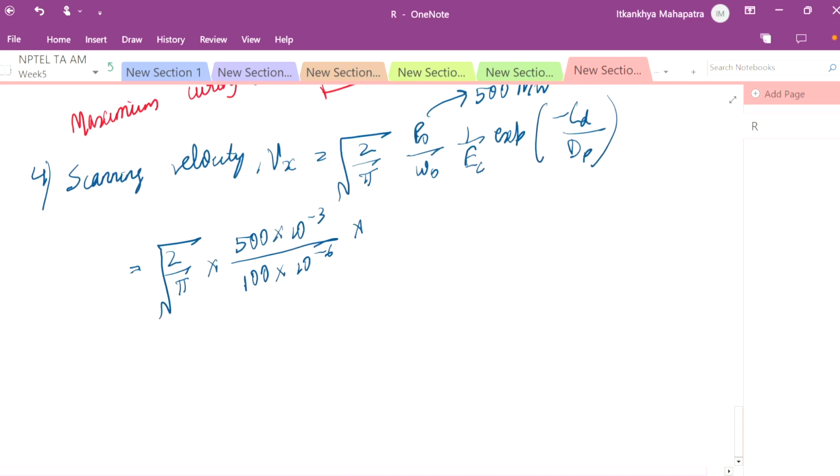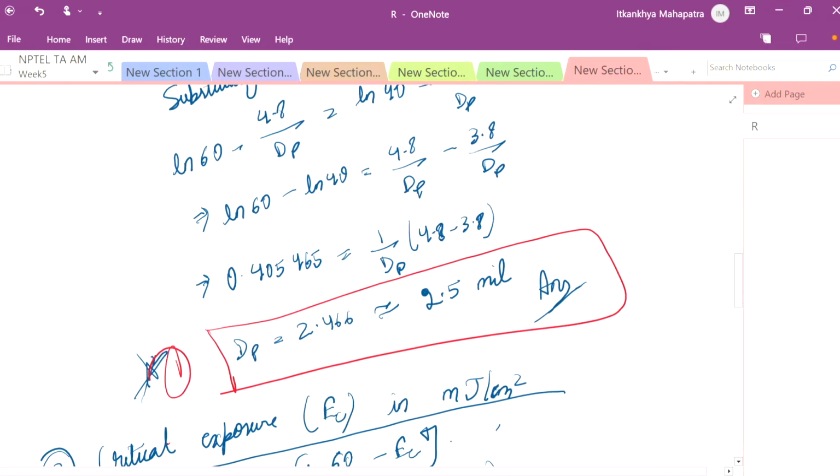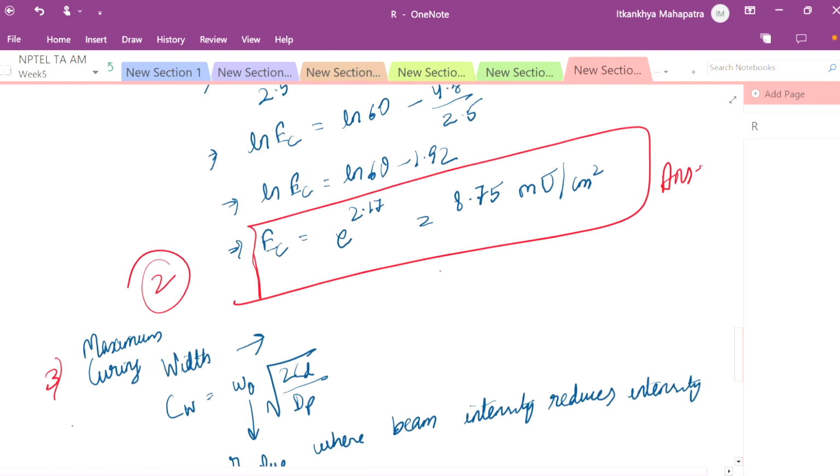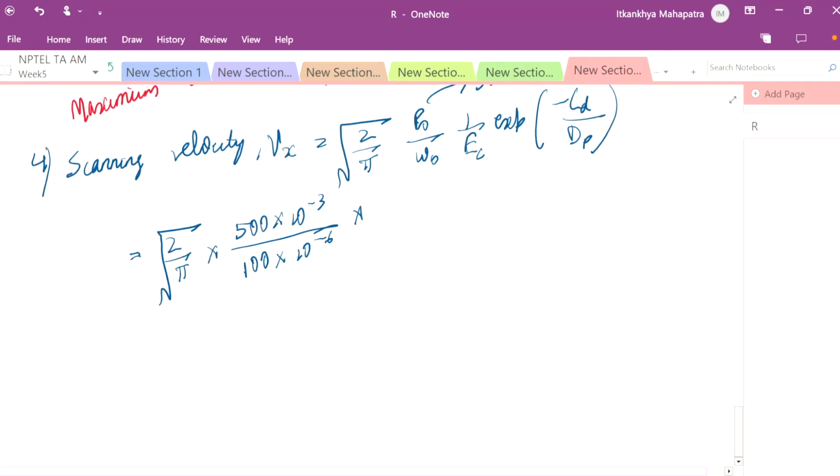Now this will be 1 by EC. EC is just what we found out, 8.75 here. 8.75, this is megajoule per centimeter square. So we will convert it into joule per meter square. So when converting, this will become 1 into 10 to the power minus 4 by 8.75 into 10 to the power minus 3.